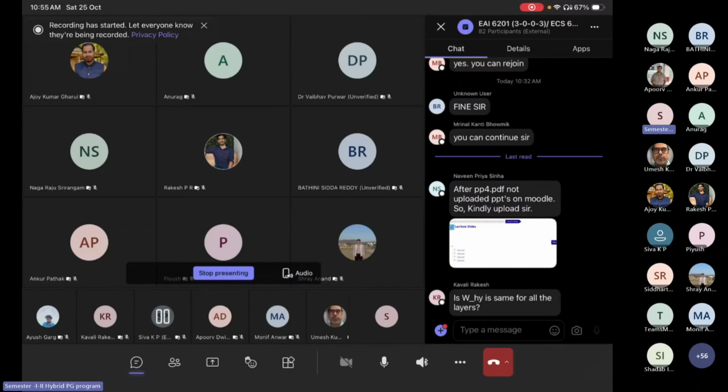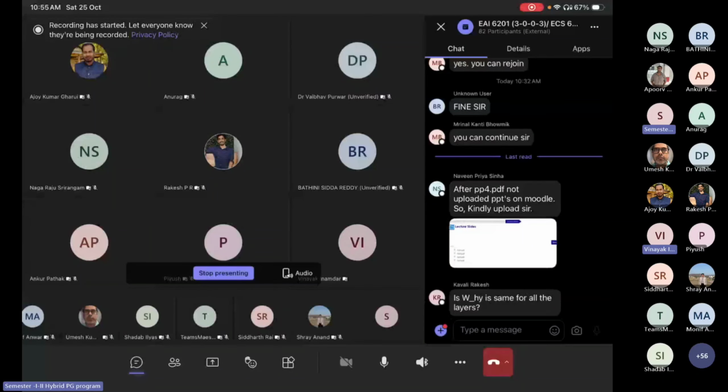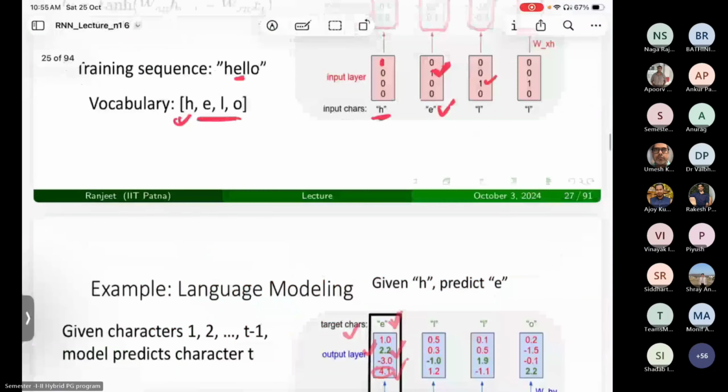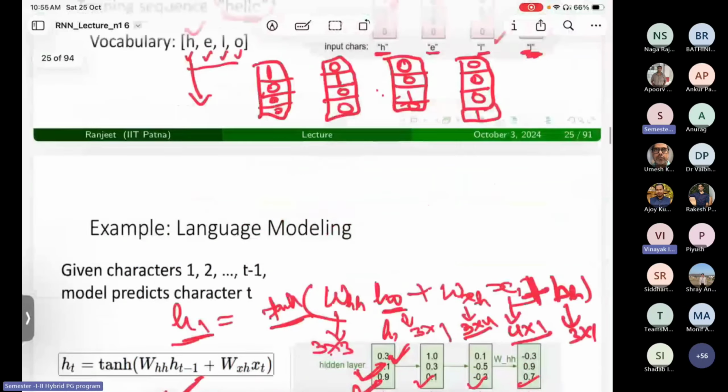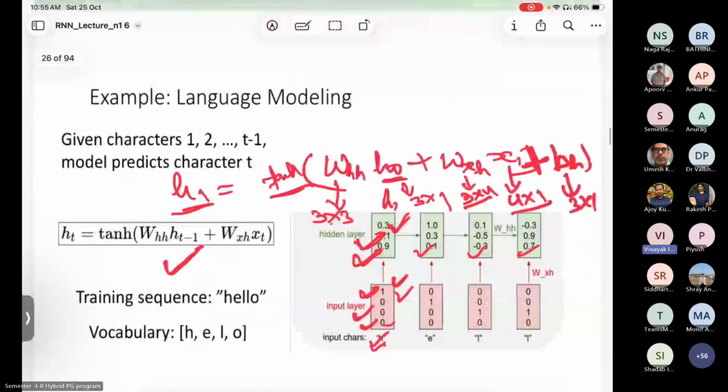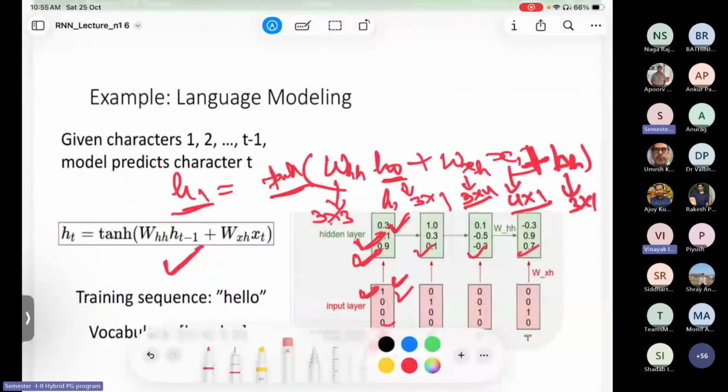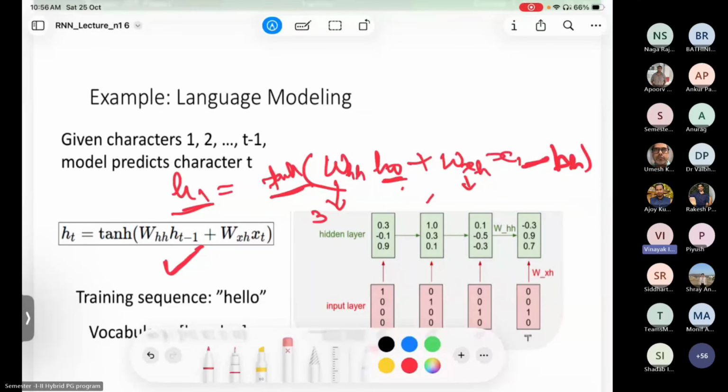Go ahead. Yeah, hello, sir. Sir, can you go to the initial slides of the language modeling? The first or the second one? This one? Yes. Here the values of this, not the input layer, the hidden layer, like 0.3, minus 0.1, 0.9.